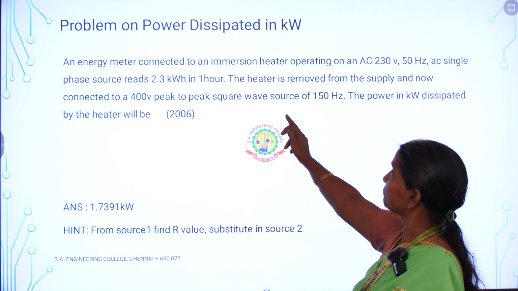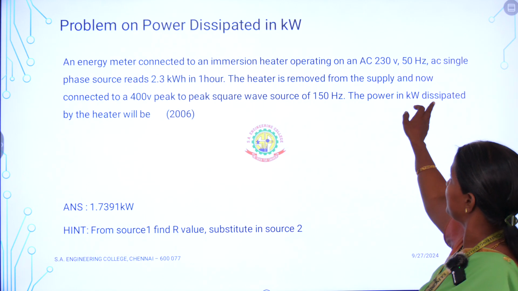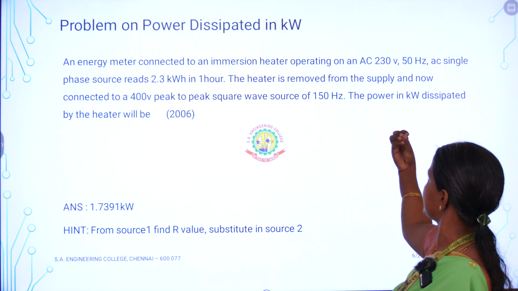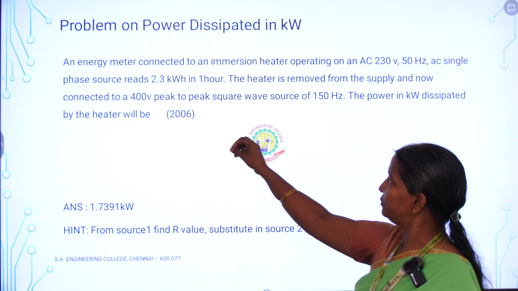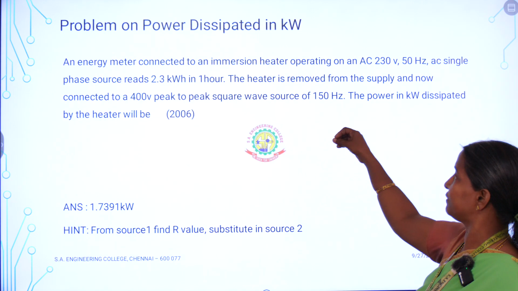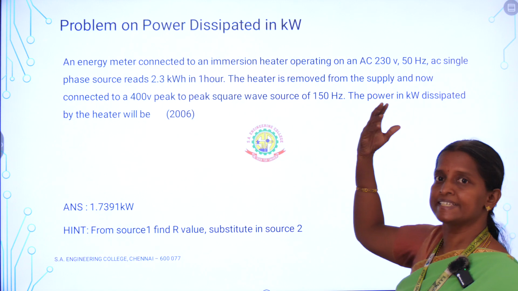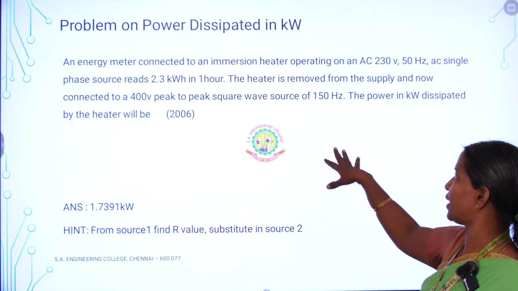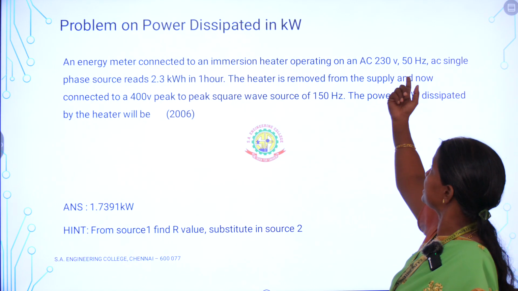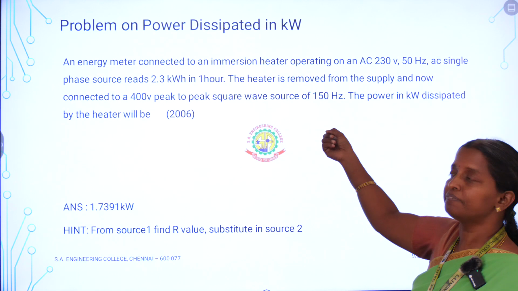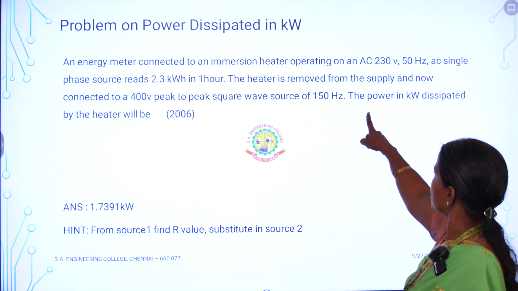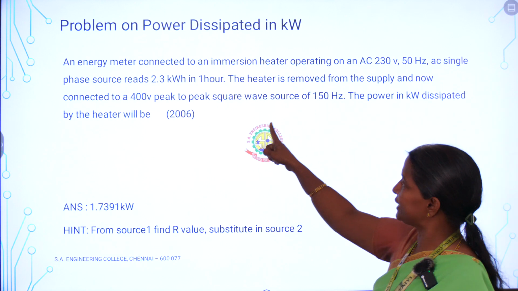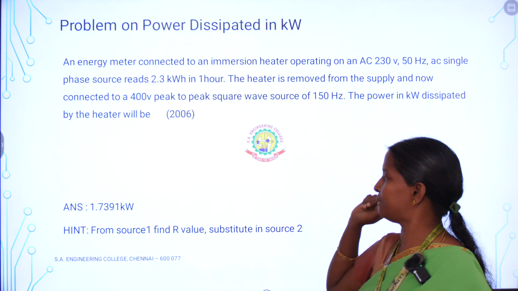Next thing, the heater is removed from the supply. Now the heater is removed from the supply and connected to a 400 volt peak to peak value square wave source. Previously it was a sine wave, now it is a square wave. And the frequency, previously it was 50 Hz, now it is 150 Hz. What they are asking: the power in kilowatt dissipated by the heater will be. What is the power dissipated?